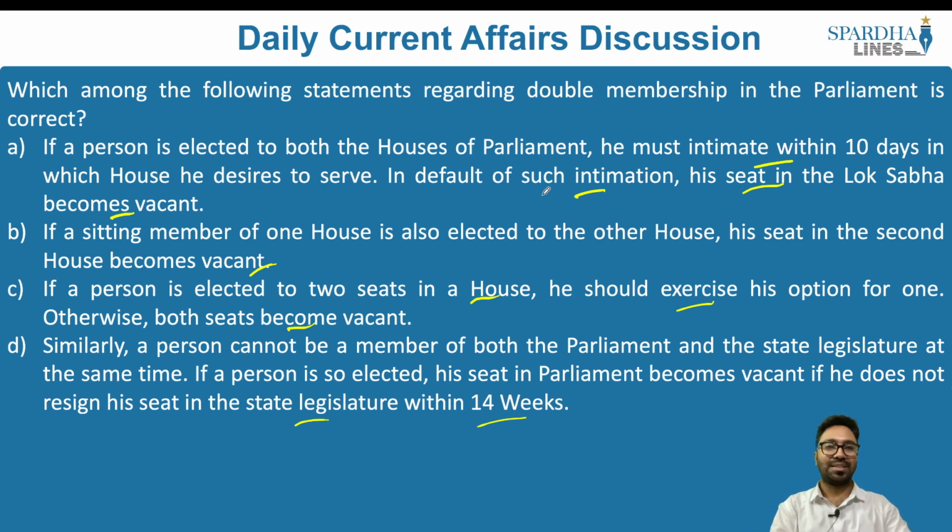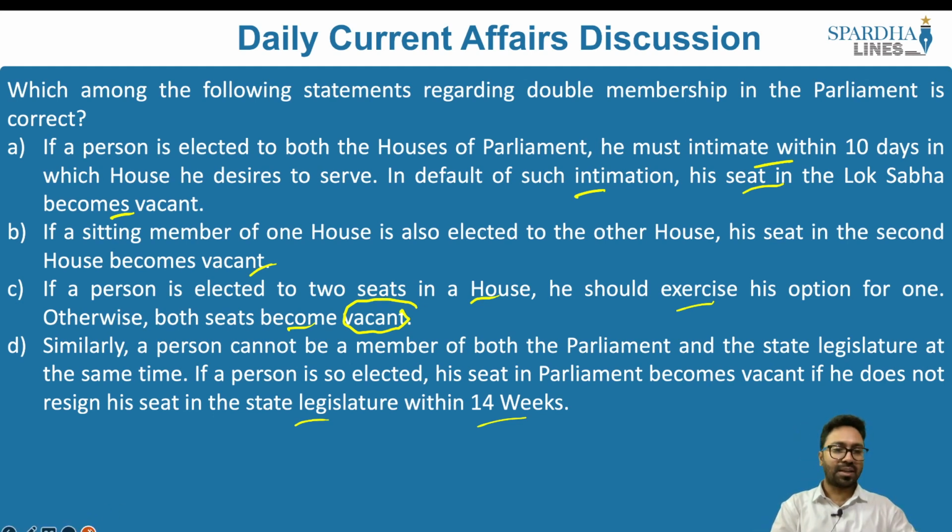The answer to this is C, which is if a person is elected to 2 seats in a house, he should exercise his option for 1. Otherwise, both the seats become vacant happens to be the right statement. Why are the other 3 statements wrong? Let's look into it.